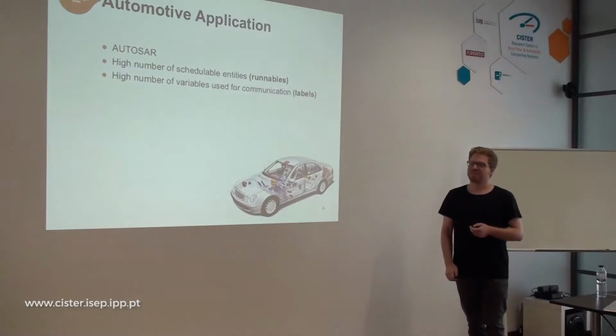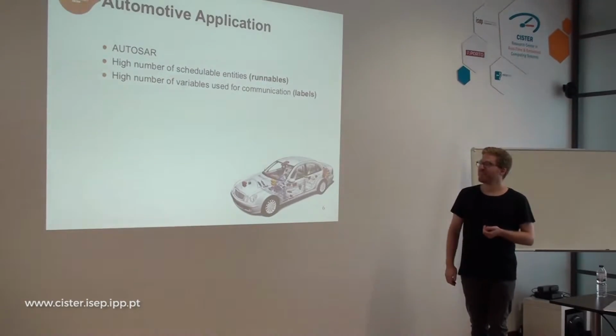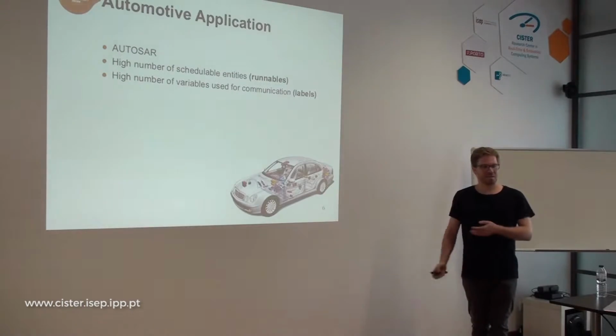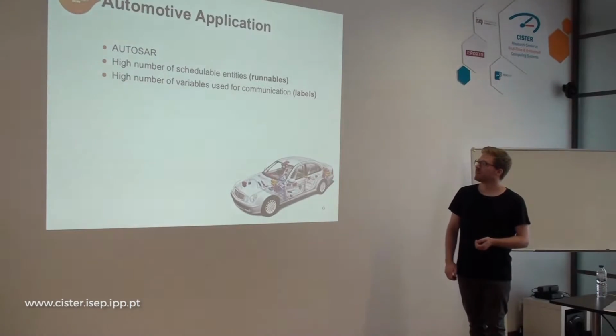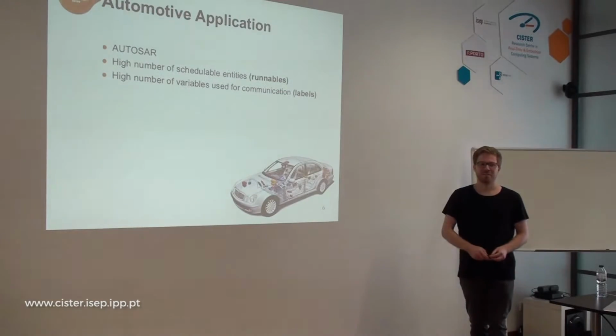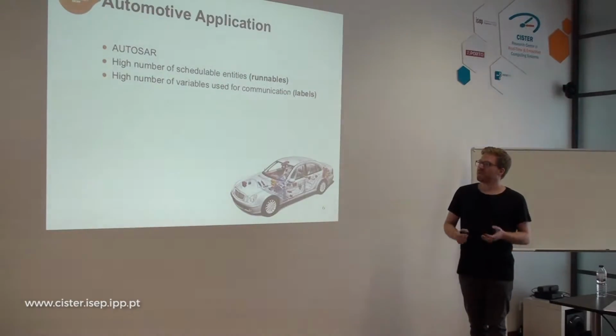So, automotive applications. In particular here we are looking at AUTOSAR applications. AUTOSAR is the de facto standard for automotive applications in the European and North American market. Basically they describe how to develop such systems. In AUTOSAR we can find schedulable entities, which are runnables. Those runnables must communicate to fulfill the system functionality, and they do that through global variables. In the automotive context, we're talking about labels, so global variables are called labels here.